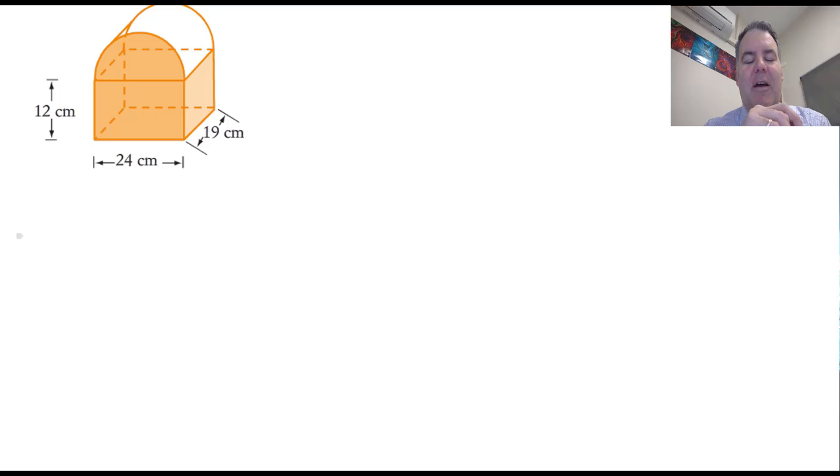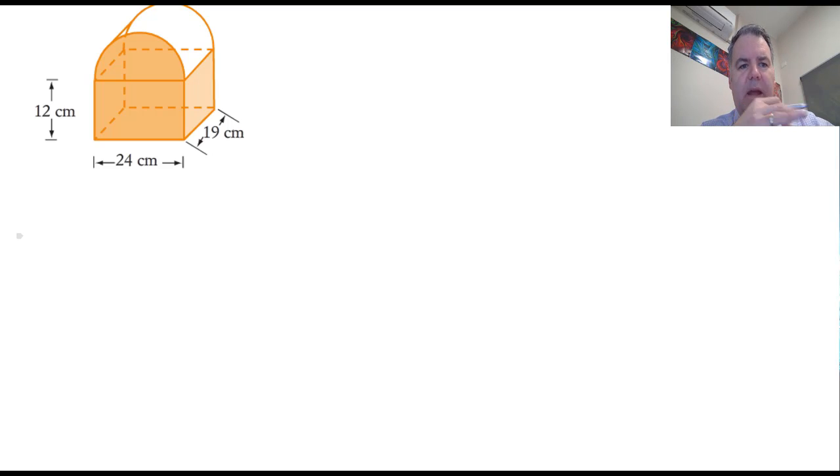All right, let's look at this example here now. I don't know what kind of shape this is. It's kind of a box with half a cylinder on the top there, which is why I'm doing it in this video. We want to work out the total surface area of this shape. This could be packaging that someone would buy, and you need to know how much material you need to actually make that.